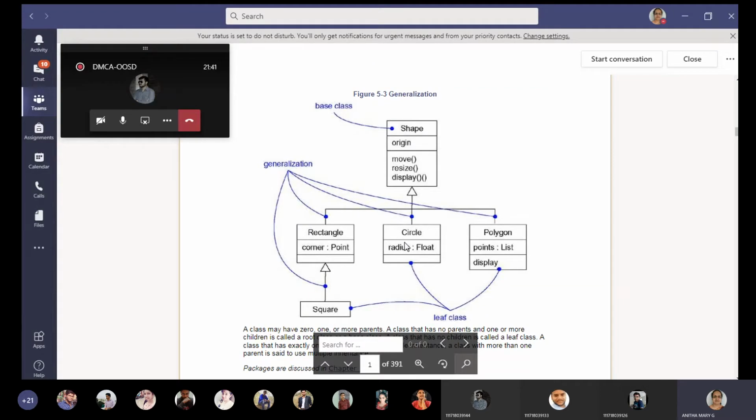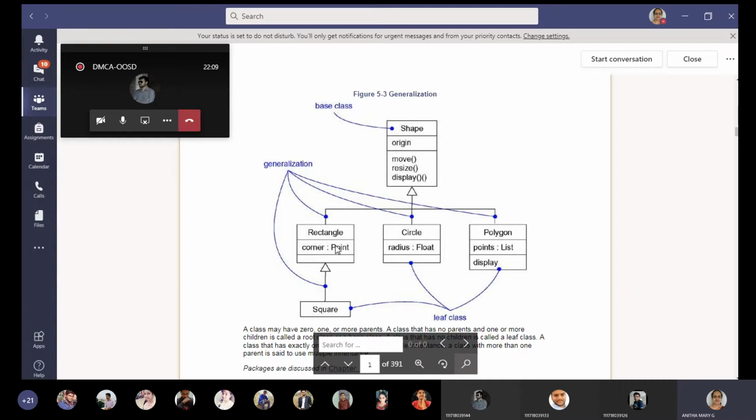So please concentrate in that way. You already know the logical things of it. So when it is generalization, how are we able to show it? You have to use the generalization relationship. Rectangle is the subclass or the child class of shape. Circle is the child class of shape. Polygon is the subclass or child class of shape, the main class or the parent class, I can say.